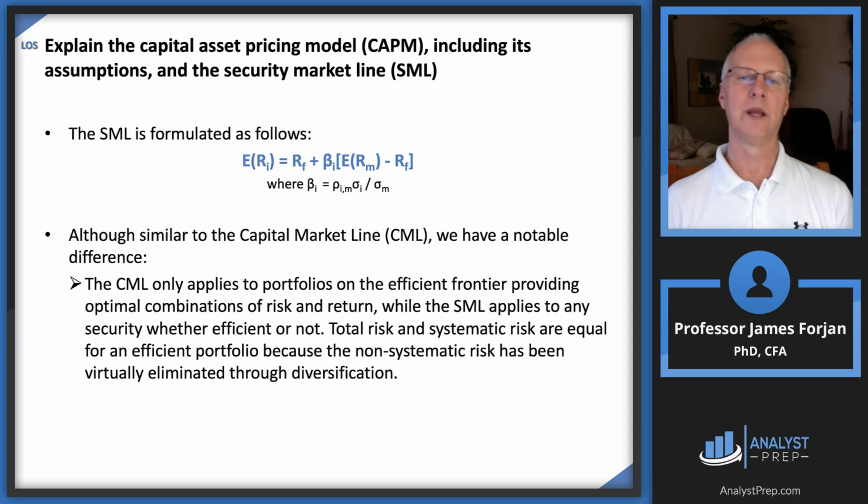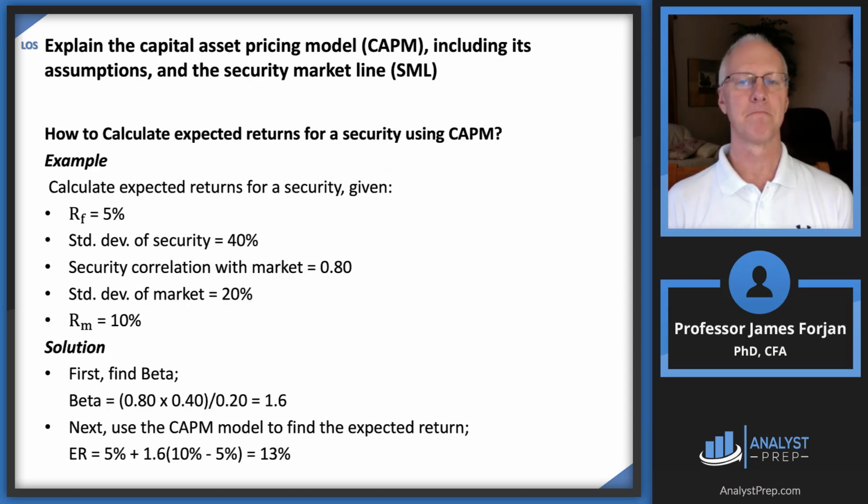All right, so make sure that you know the big differences between CML and the SML. Let's take a quick example of how to use this capital asset market line to compute the return on an individual security. So I give you a bunch of stuff there in the example. Risk-free rate is 5%, return on the market is 10%, and there's a correlation coefficient with the market, and then a couple of standard deviations.